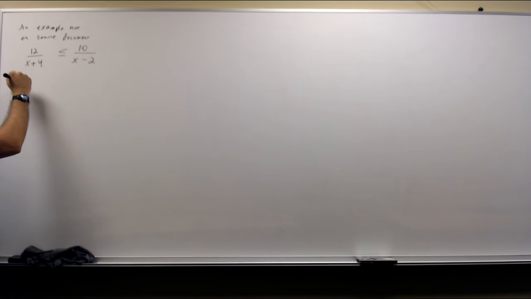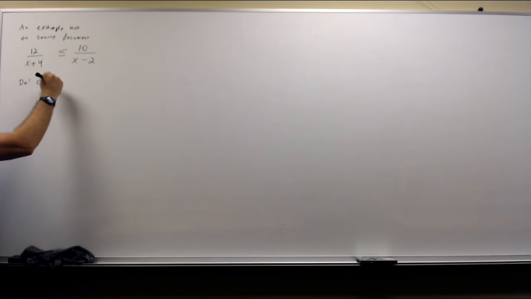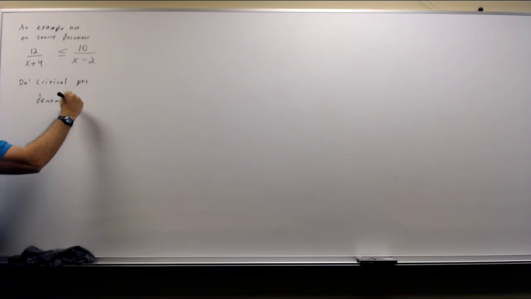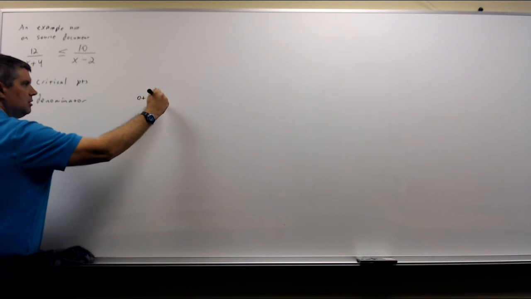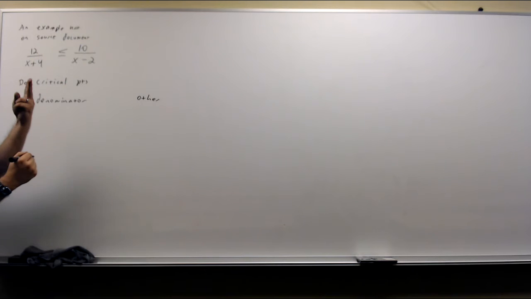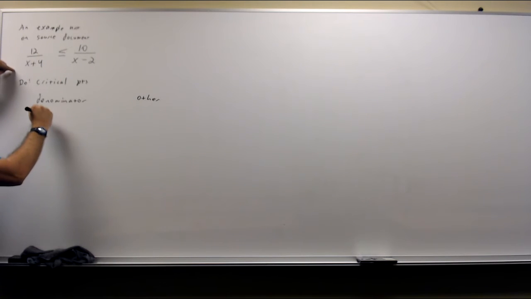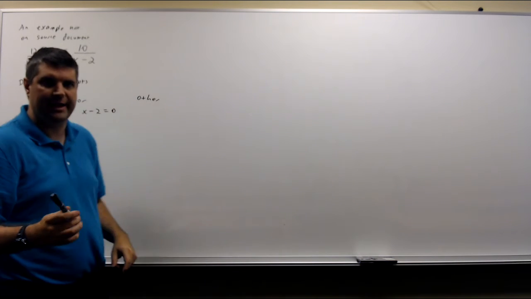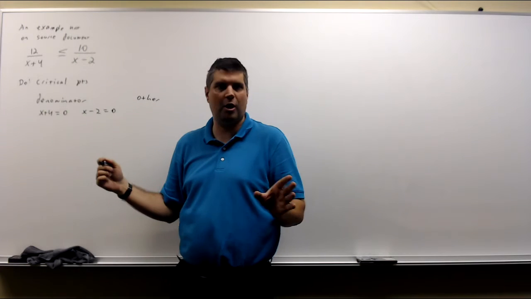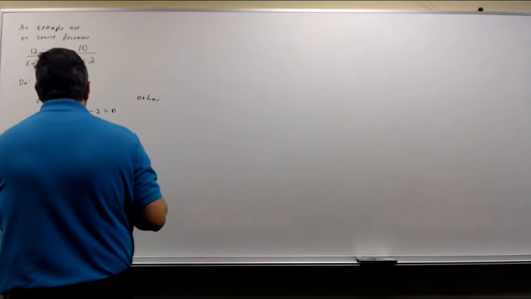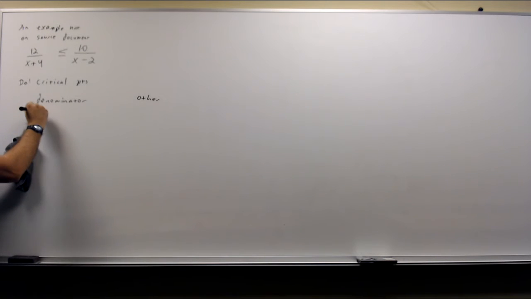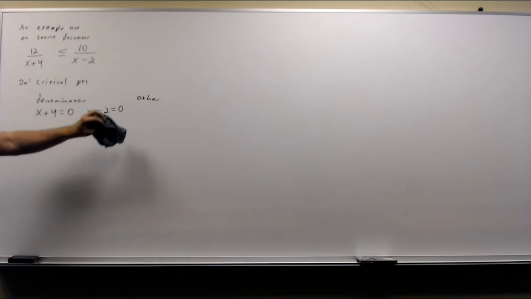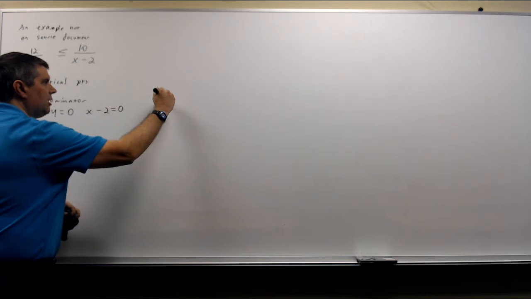So here we go. The first thing we have to do is the critical points. There's the denominator, and then there's other. For denominator critical points, we have two denominators. So I have to find x plus 4 equals 0, and x minus 2 equals 0. Both of these are denominators, so both of those have to be done as denominator critical points. I'm going to write them more largely. That may not be proper English, but it communicates. So denominator and other.